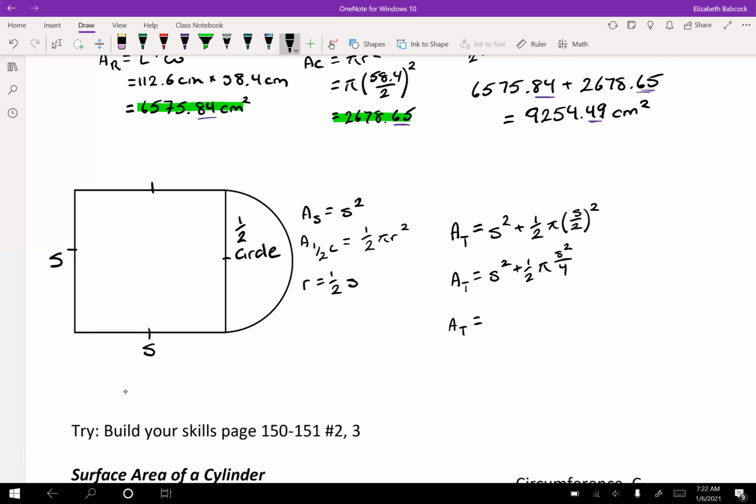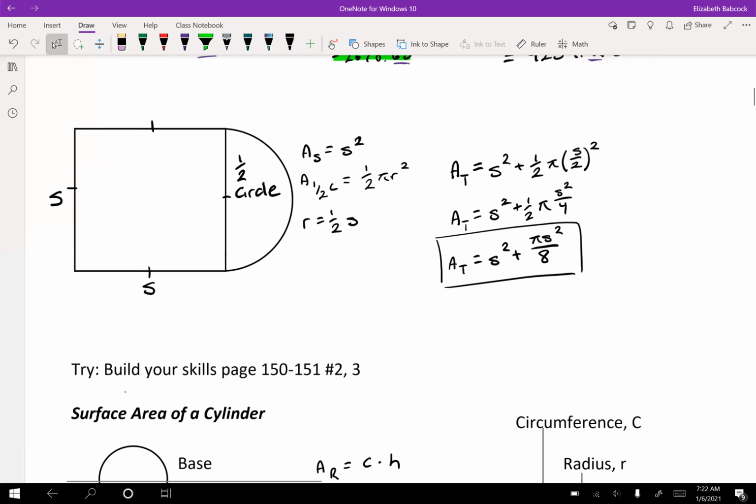That's just your exponent rule if you apply it to each thing in the bracket. S squared's not going to change. We have pi times S squared, and 4 times 2 is 8. So that could be a final formula that you could use no matter which side length you are given. Okay, so try your builder skills, numbers 2 and 3. Come back when they're done, and we'll keep going.